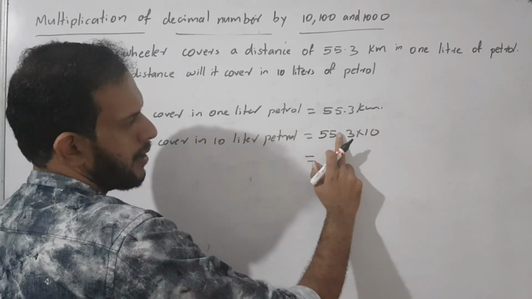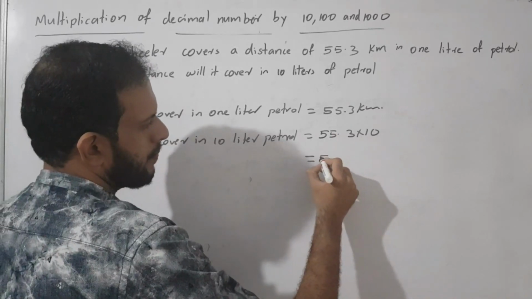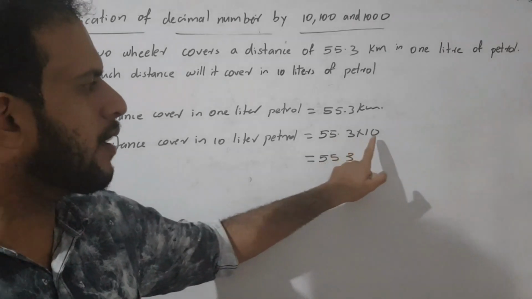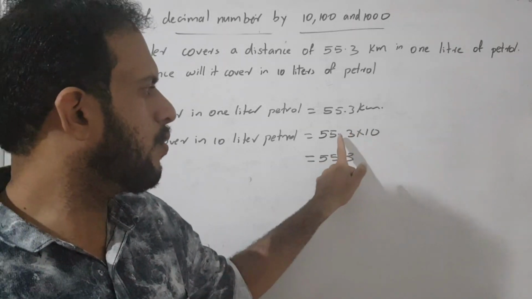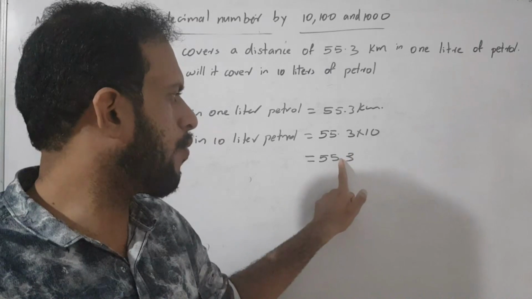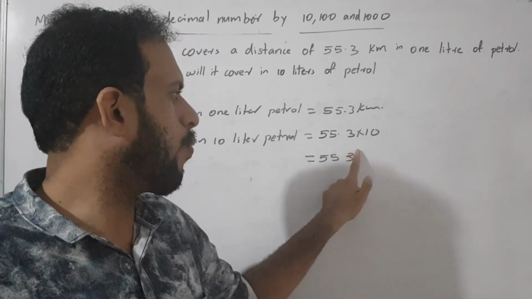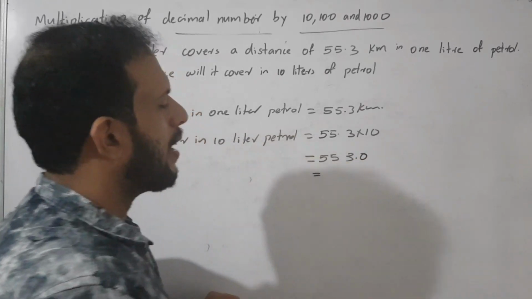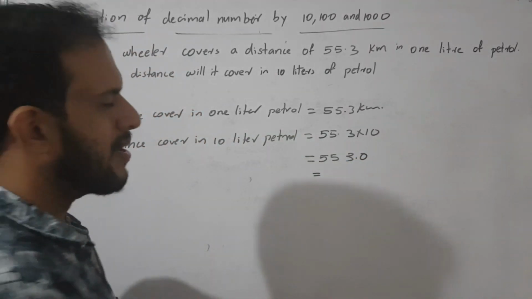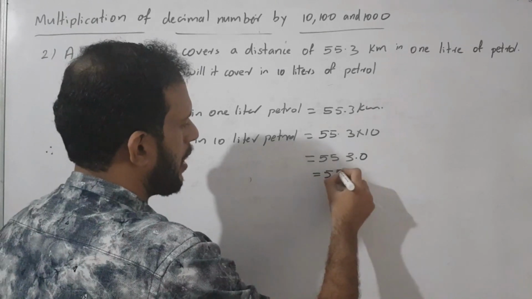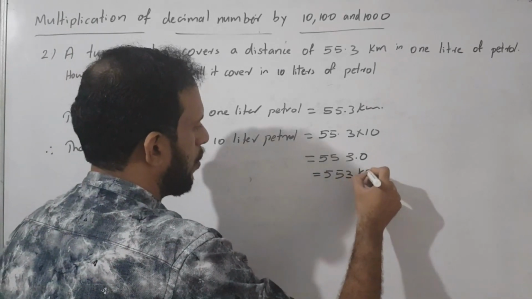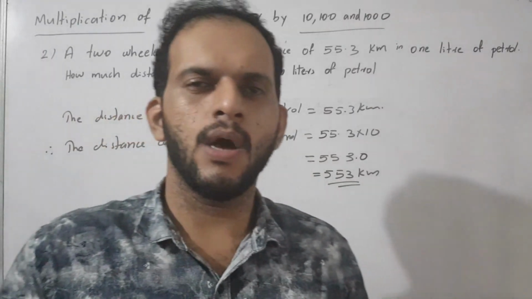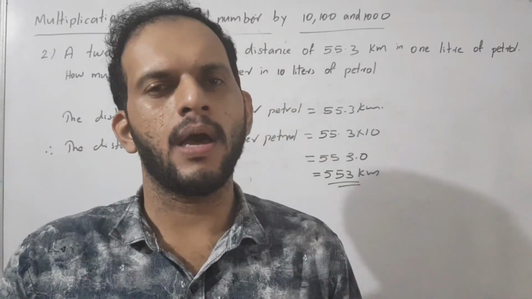Yes, the number is 553. So the decimal point we need to move how many steps back? 1 step back. So now it is in front of 3. 1 step back means then 1.0. That means 553.0 is same as 553 kilometer. Then how many kilometers will it cover using 10 liters of petrol?